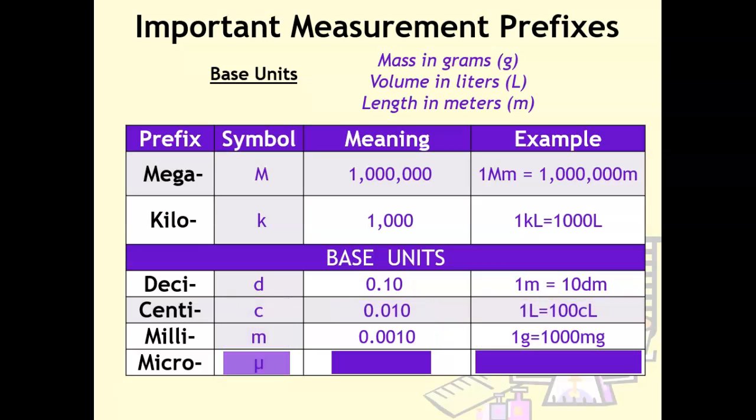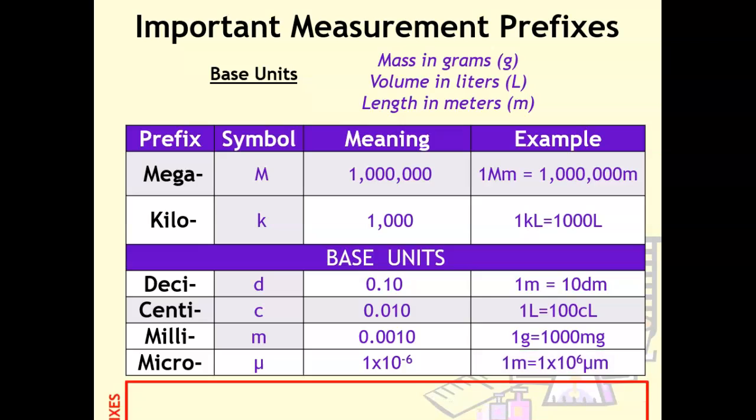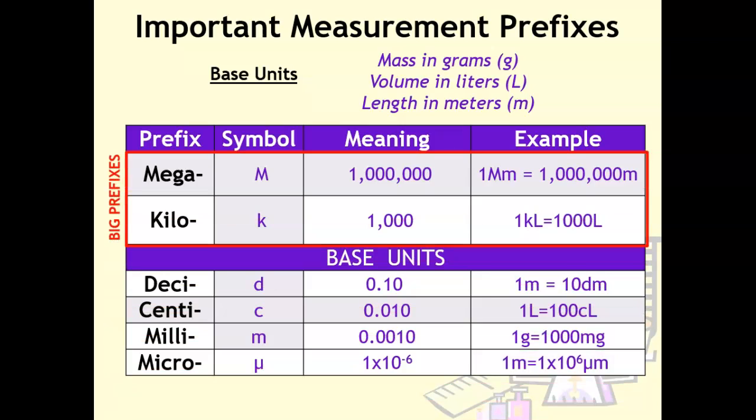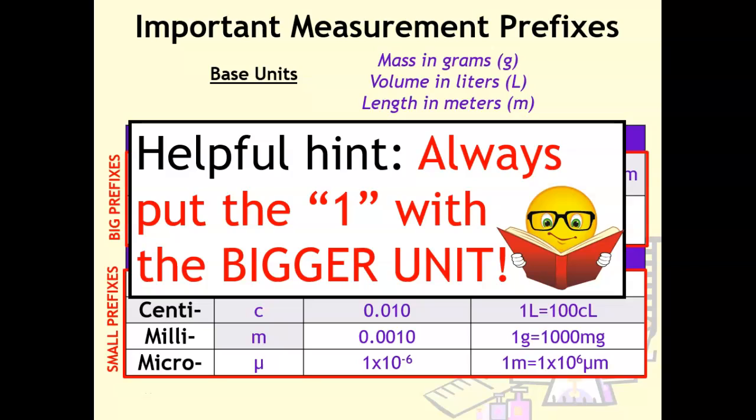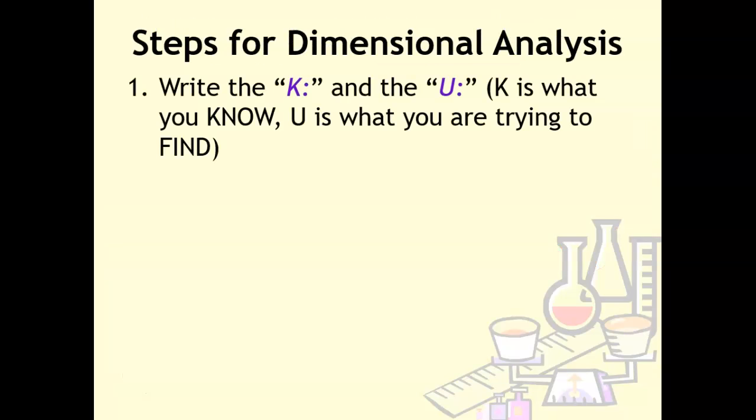Okay, and if you have any questions, please bring them. The bigger prefixes are up here. That means these are very large numbers. These are the small prefixes. They're very, very small numbers. Okay. Helpful hint, always put the 1 with the bigger unit. Okay, so let's try some of these.